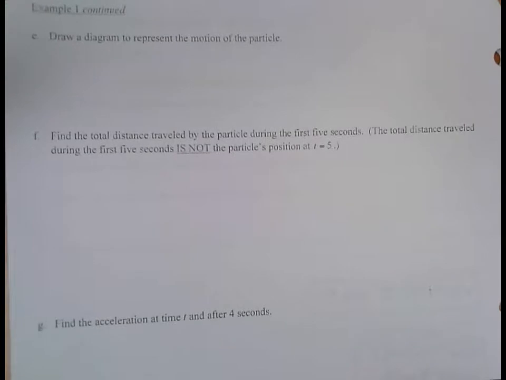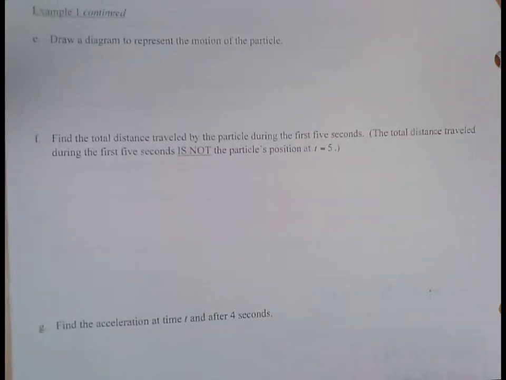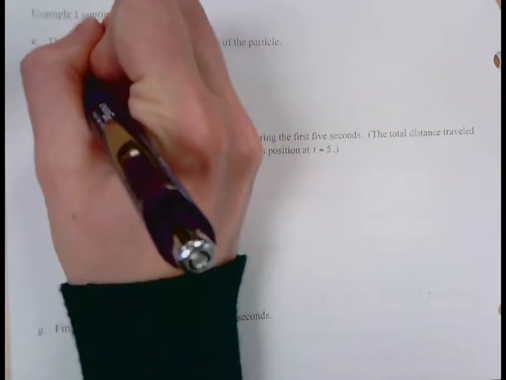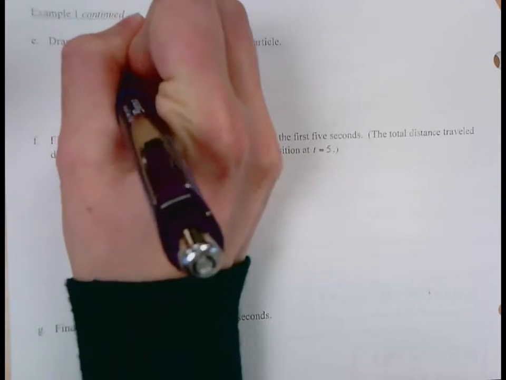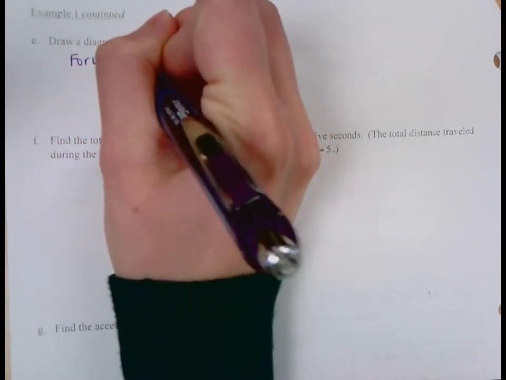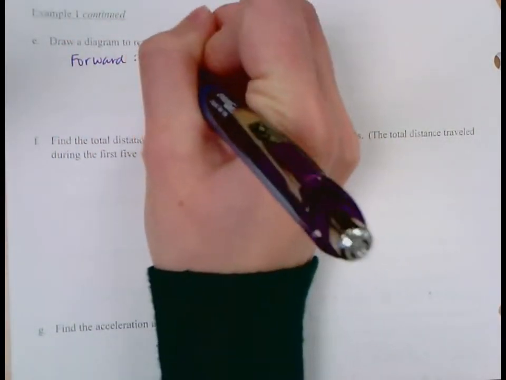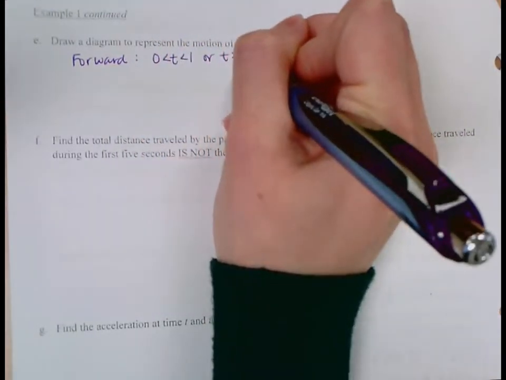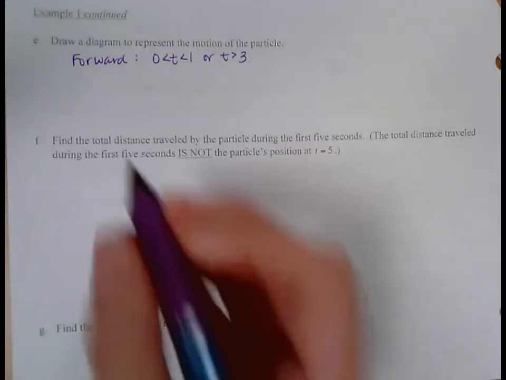Then continuing with that in part E, and I realize this might be a bit annoying, it's on a different page, so if we need to use anything you might have to flip back and forth. But it says draw a diagram to represent the motion of the particle. So what I'm going to write down is some useful information. From the previous part in D, we found that the particle was moving forward when t was between 0 and 1, and then when t was greater than 3.